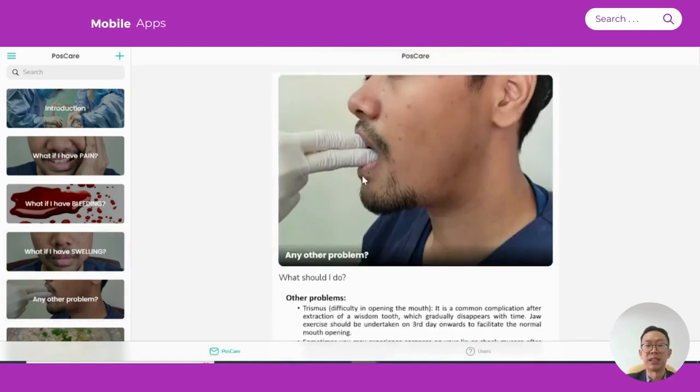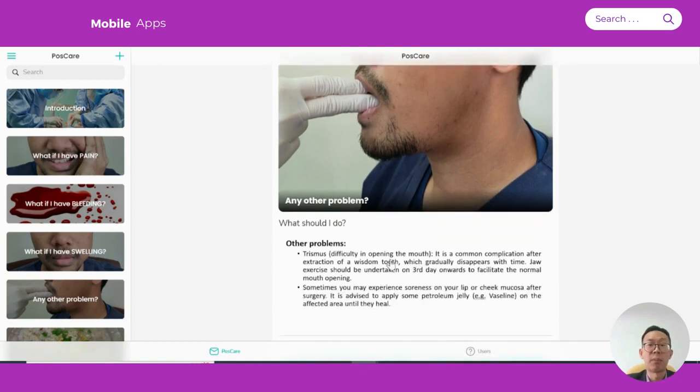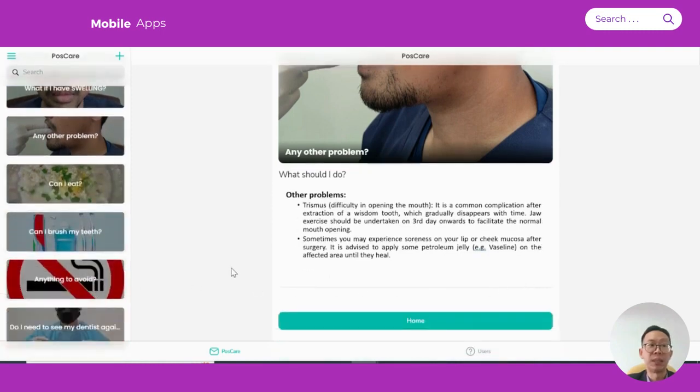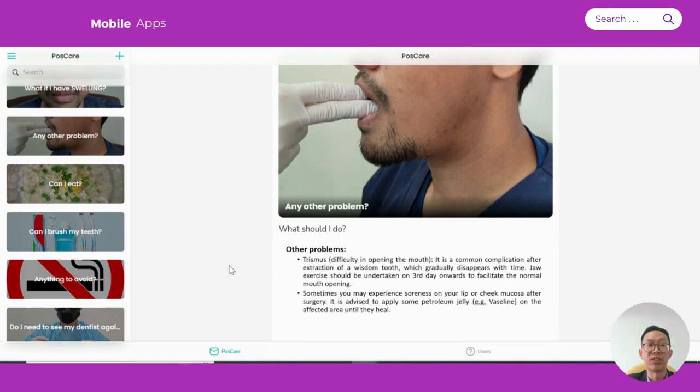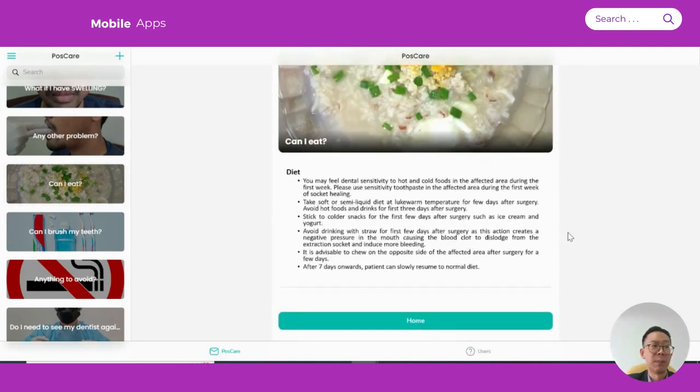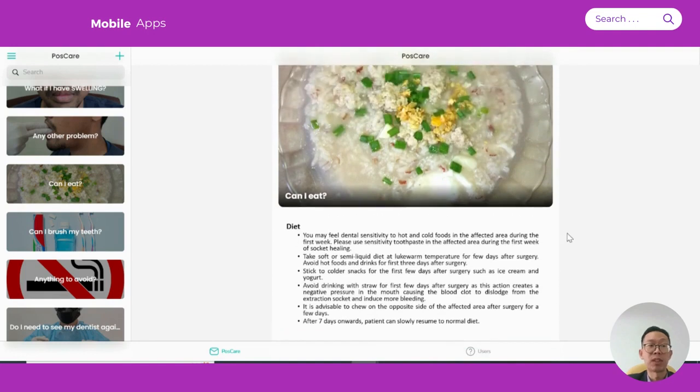Trismus is described as difficulty in mouth opening. It's a common complication after the removal of a wisdom tooth, and it will usually disappear with time. Patients are advised to do light jaw exercises by slowly opening the mouth to the maximum and then resting. Do it a few times a day. A soft liquid diet is normally advised after the surgery. Patients can slowly build back to the normal diet after a few days.